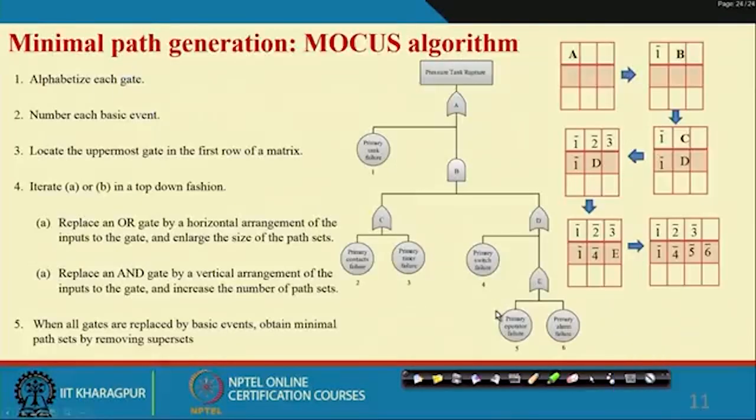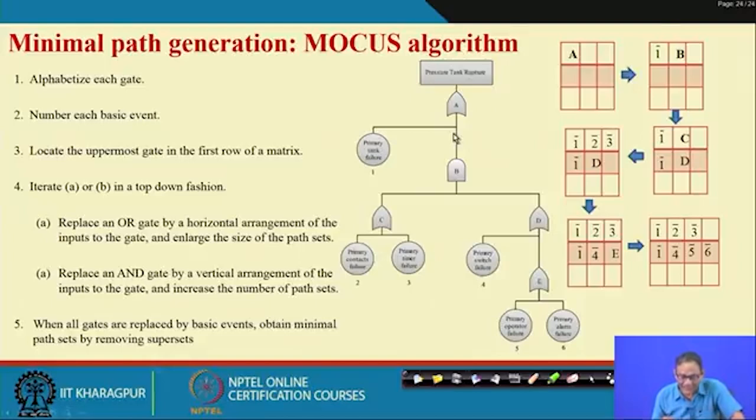So, now we want to generate the path set. Earlier you generated the cut set, meaning the failure paths. Now we want to know the success paths. The difference here: in the cut set case, all other things are the same: alphabetize each gate, number each basic event, then go in this manner. That is what you have seen in the MOCUS algorithm for cut set computation.